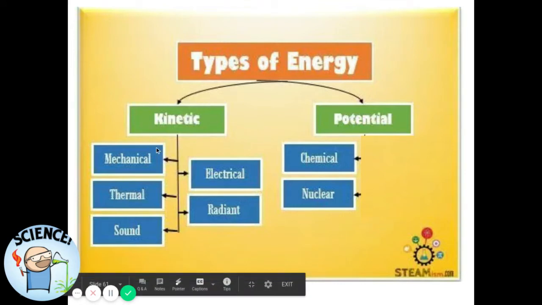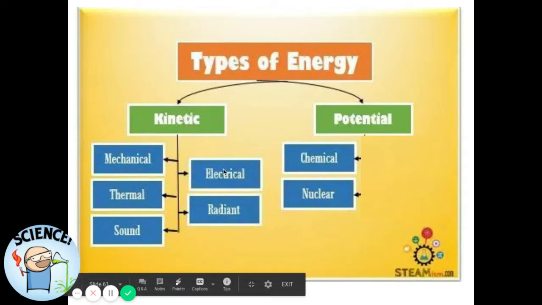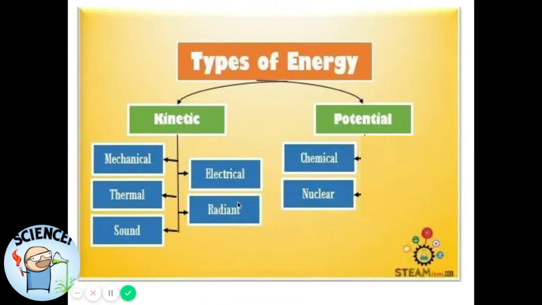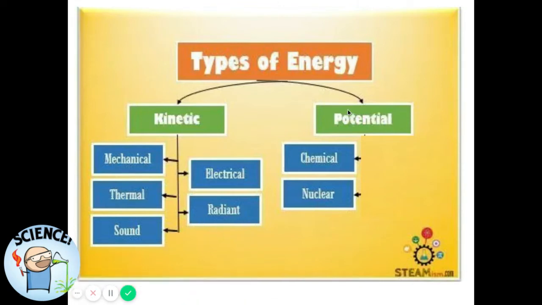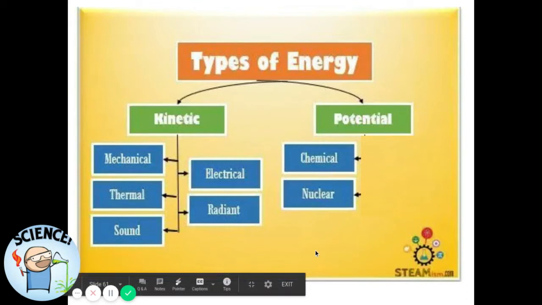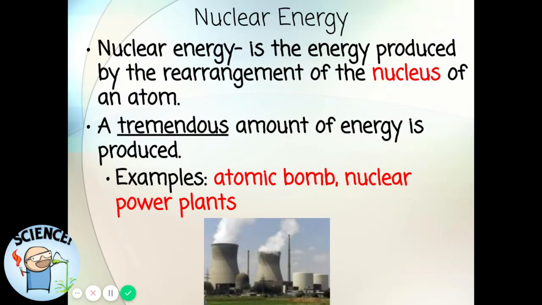So under kinetic energy, you can see mechanical, thermal, which is sometimes called heat, sound energy, electrical energy, radiant energy, which is also called light. Under potential energy, we have something called chemical energy and also nuclear. So we're going to go through each one of these just so we have an idea of what it is and a couple of examples of each. So we're going to start with nuclear energy. So here's where you're going to want to start taking notes. Make sure you're writing down the red words.